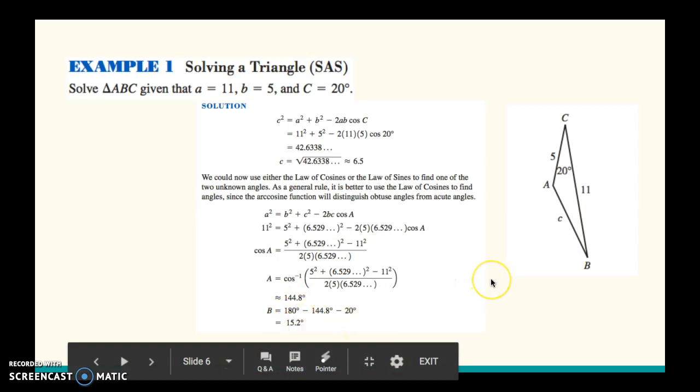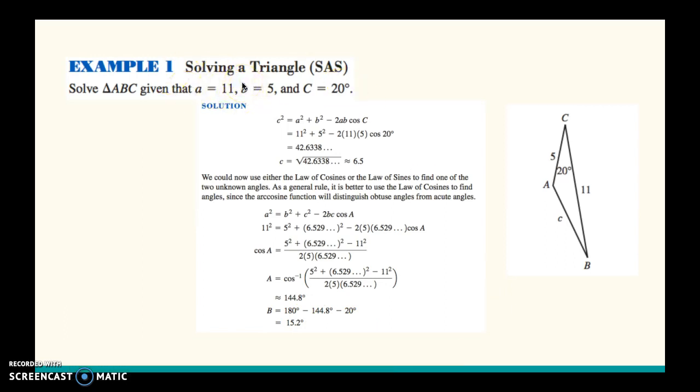You can pause this video and try this example. I also put it up here just to make sure that you're practicing correctly.